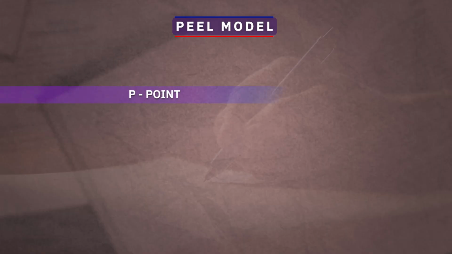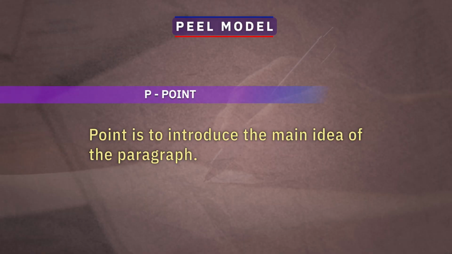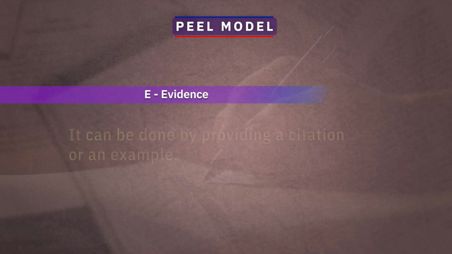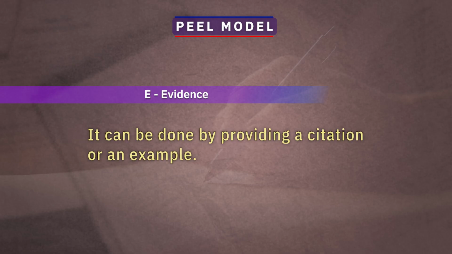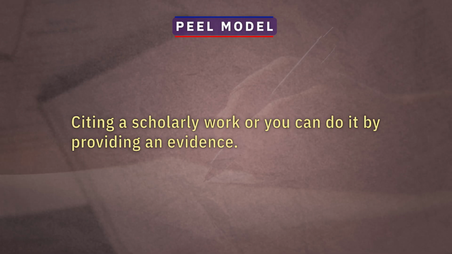If we think about it in terms of steps and function, the first in the PEEL model is point. What is the function of the point? It is to introduce the main idea of the paragraph. Evidence can be done by providing a citation or an example. You think about how to present evidence. You can either do it by citing a scholarly work, or by providing an example.